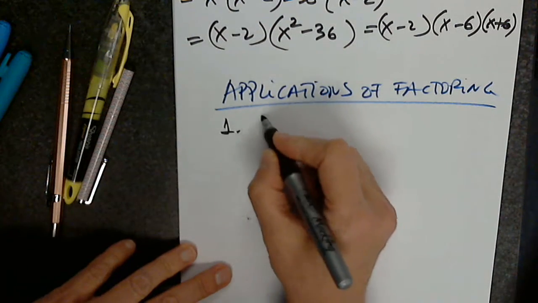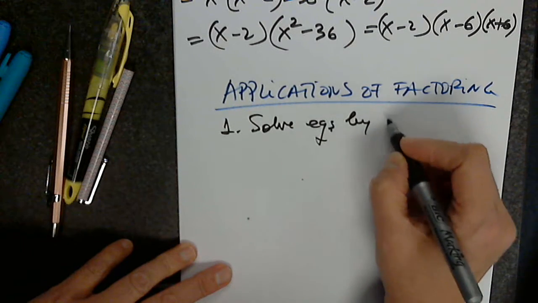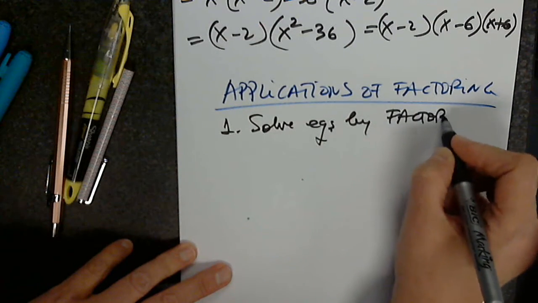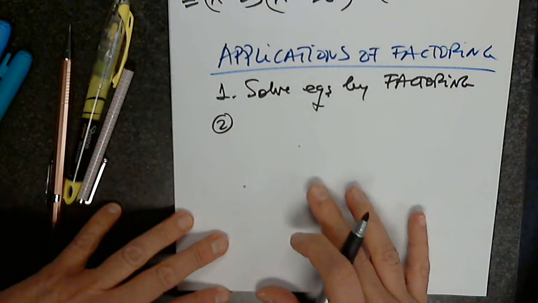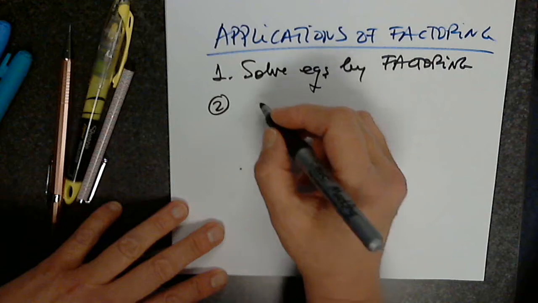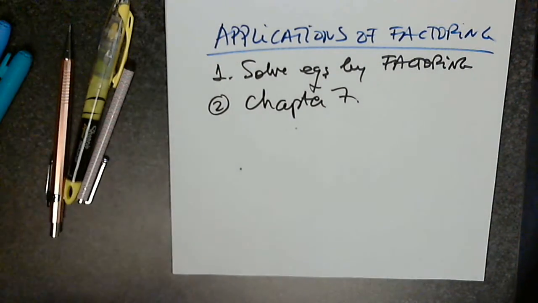First application is solving equations by factoring. And the second application, which we will not get to today, is entire chapter 4. I'm sorry, chapter 7. Everything in chapter 7 is based on factoring. We'll look at chapter 7 after chapter 9, after chapter 11 actually. Okay? Ready? Page 419.